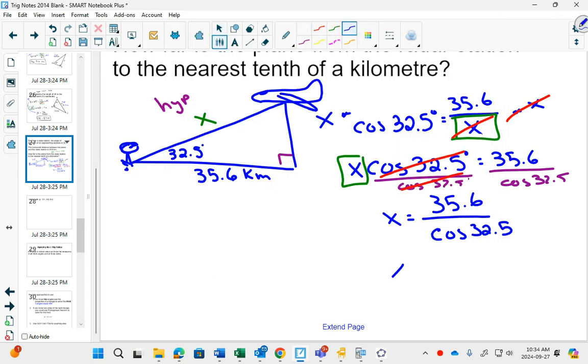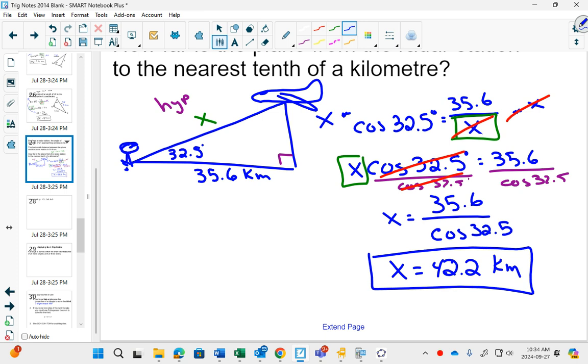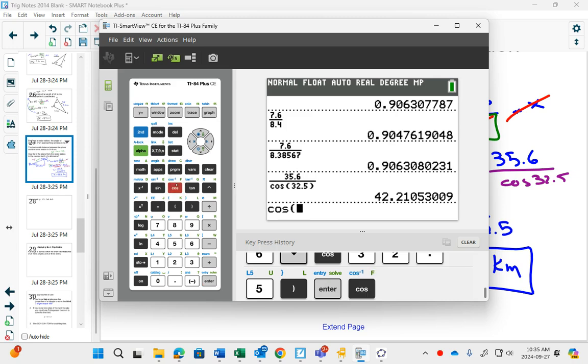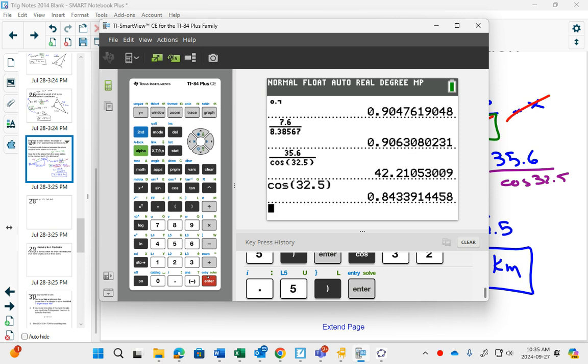How much do they want? Here's 10. 42.2. Make sure we include our units. Put a box around our final answer. And I'm just curious if this works. If this was 42.2. Again, your calculator has it memorized. Cos of 32.5. Any triangle with a 32.5 degree angle, the adjacent over hypotenuse, that fraction should reduce to this.